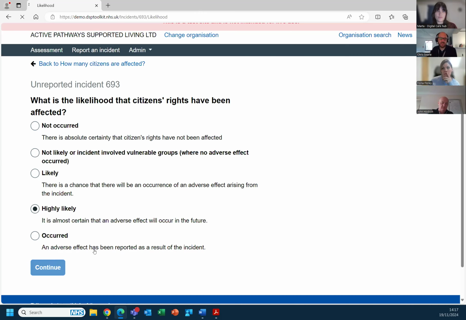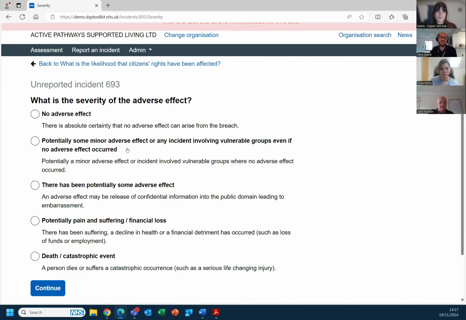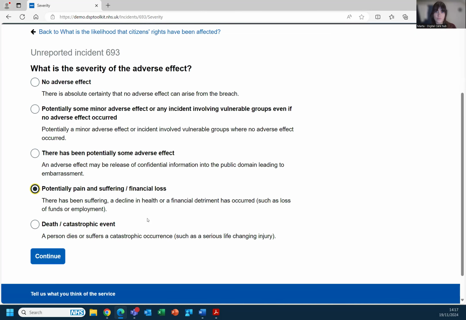So yeah, in our situation, we're selecting highly likely here, and then the severity of the adverse effect. So in our example here, because there was data in that bag which could potentially cause a financial detriment, then we can put potentially pain and suffering or financial loss here. Some of the other options might be appropriate if there was something else in the bag, but that's what we're selecting here.